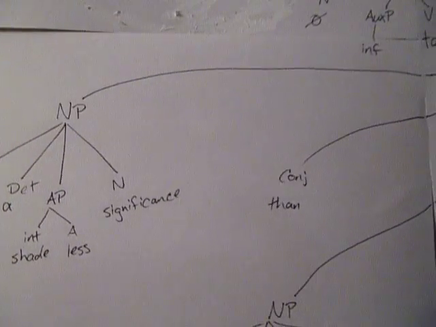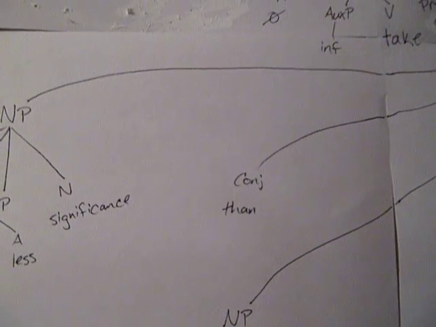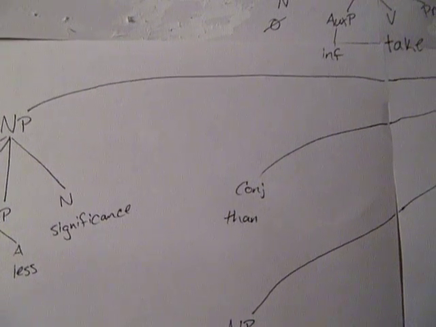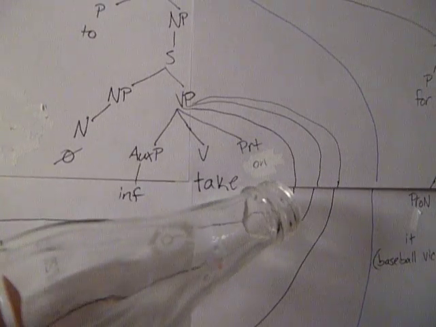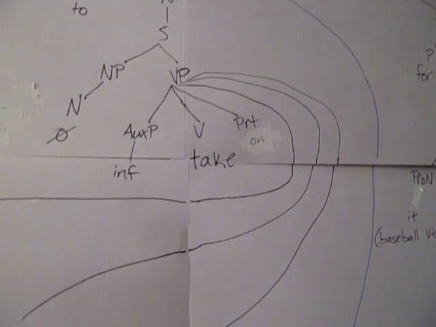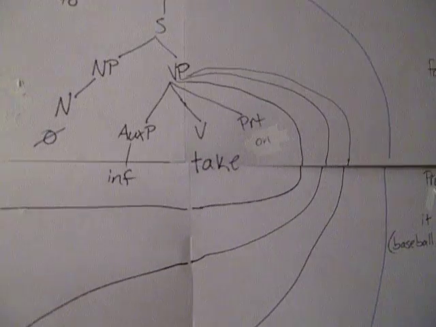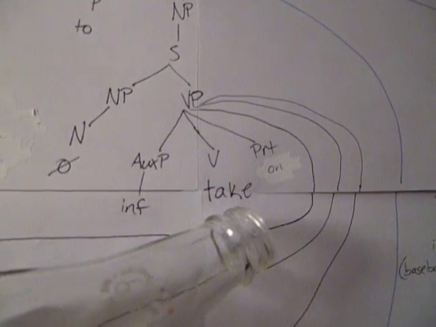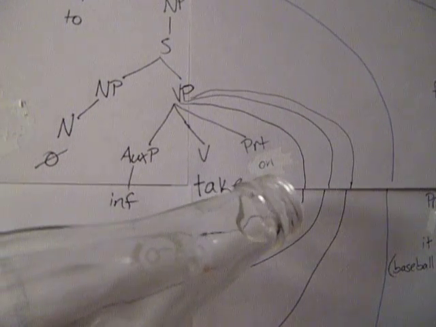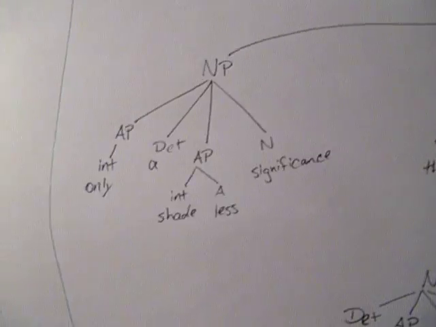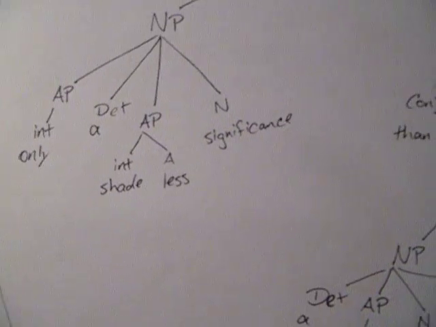And here's what you can do. You can say "take only a shade less significance on", and it sounds a little bit weird, but you can do it. "Take only a shade less significance on." That's why it connects to the verb, because you can move the particle in English to the end of the following noun phrase, and that's totally cool.